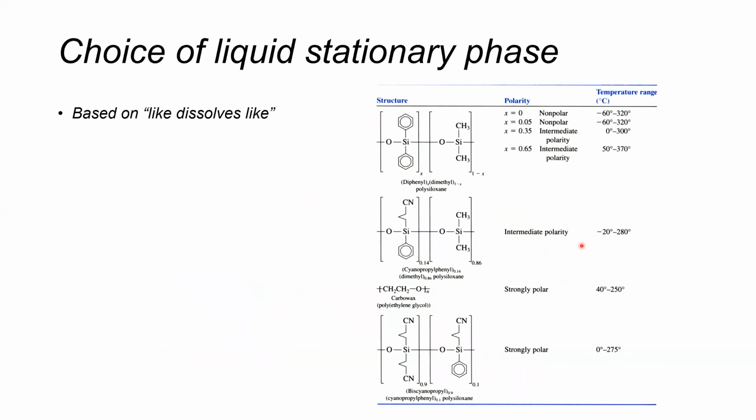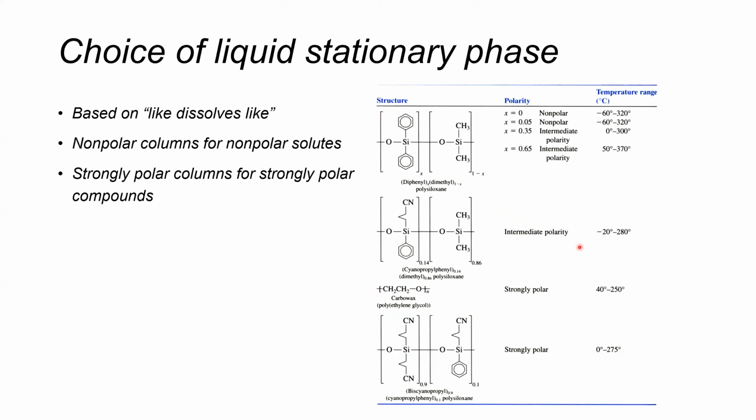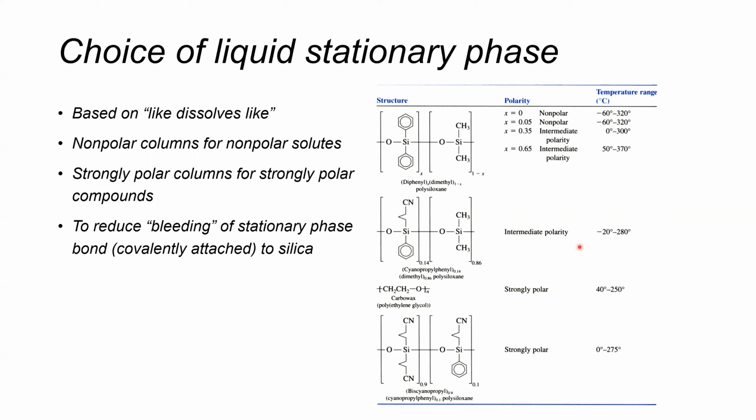So the choice of liquid stationary phase is based on like dissolves like. So it depends what kind of analyte we have, which column we should have, or which stationary phase we should have on the walls of our column. So for example, if we have a polar analyte, typically we want a polar stationary phase. So non-polar columns for non-polar solutes, strongly polar columns for strongly polar compounds.